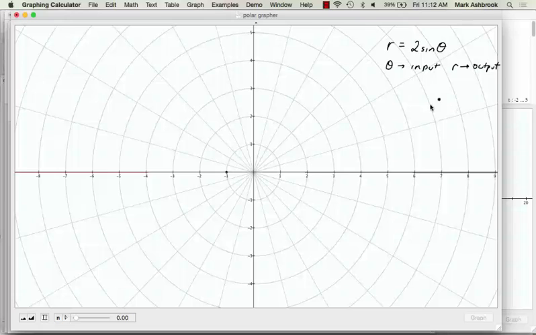So the only thing that's a little counterintuitive is that points are listed as (r, theta). But in these polar graphs, r is the output and theta is the input. That's the reverse of what we're used to in x and y, so just be aware of that.